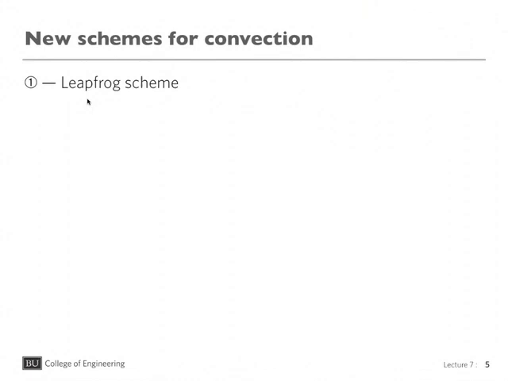One is called the Leapfrog scheme, and we briefly mentioned it before, a couple of classes ago. So let's look at it again. In the Leapfrog scheme, basically both space and time are discretized by a second order formula. Second order central difference formulas.